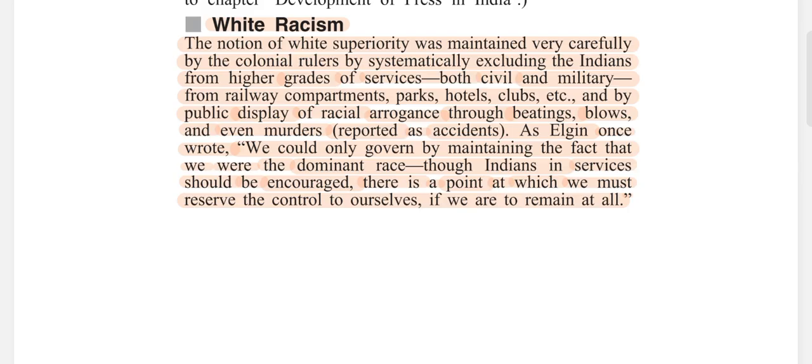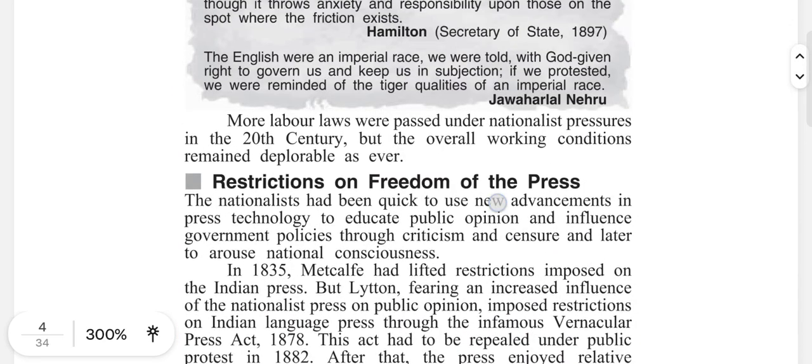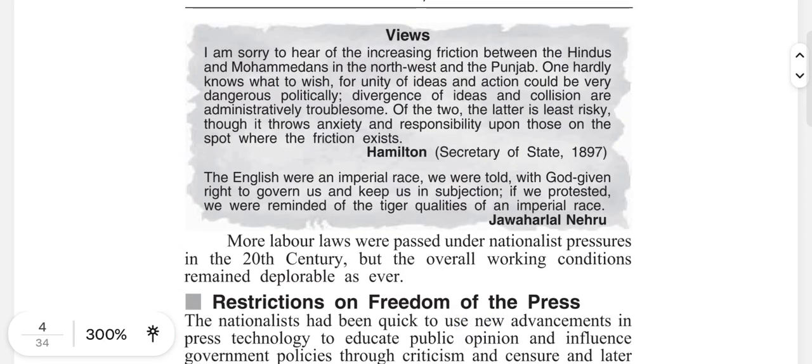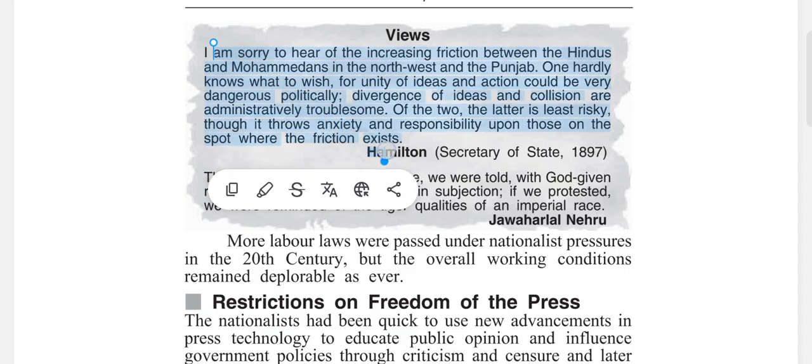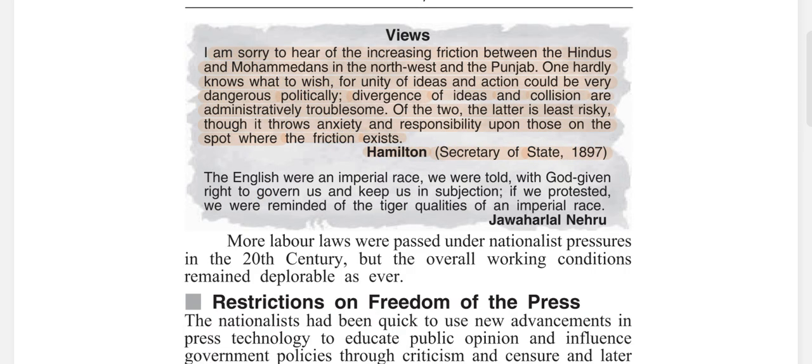Views. "I am sorry to hear of the increasing friction between the Hindus and Mohammedans in the Northwest and the Punjab. One hardly knows what to wish, for unity of ideas and action could be very dangerous politically. Divergence of ideas and collision are administratively troublesome. Of the two, the latter is least risky, though it throws anxiety and responsibility upon those on the spot where the friction exists." Hamilton, Secretary of State, 1897.